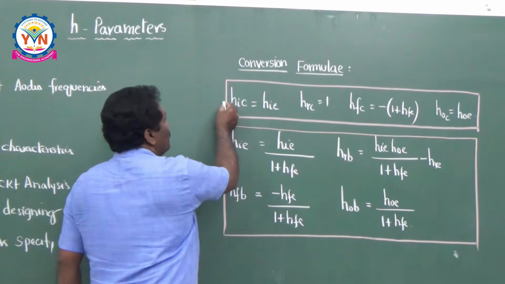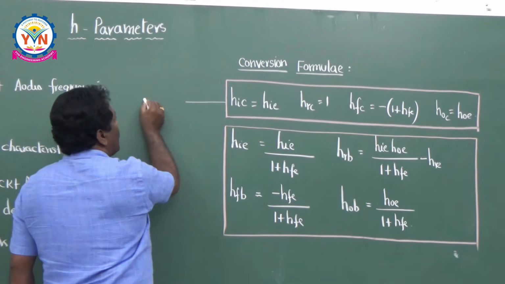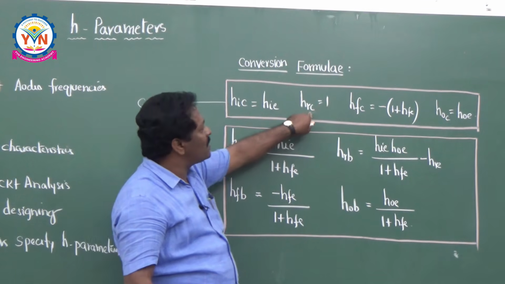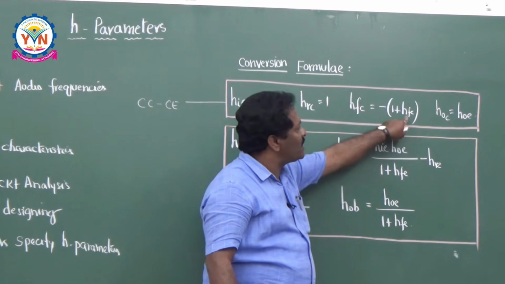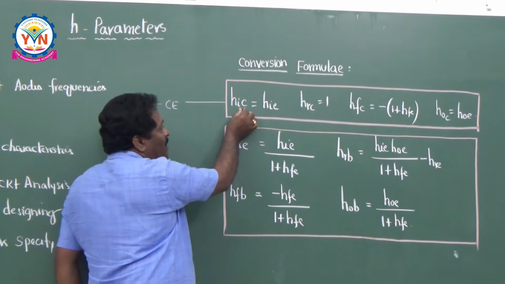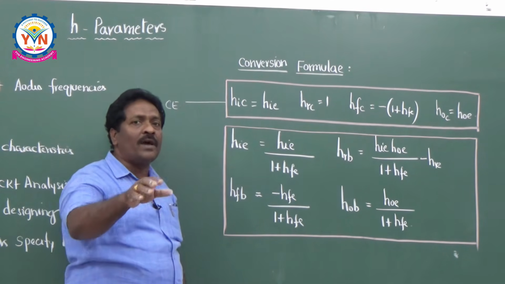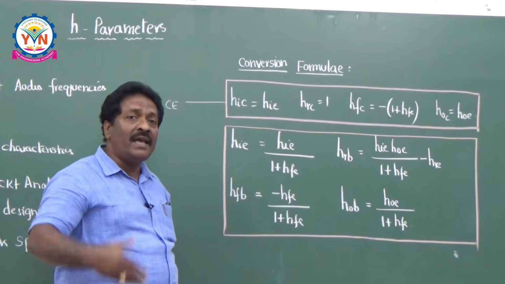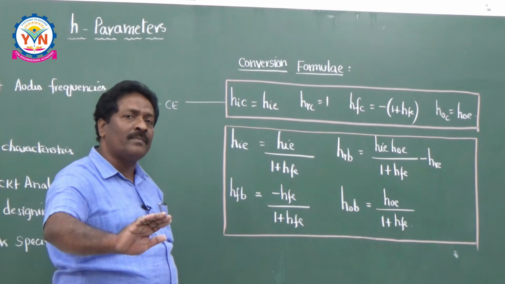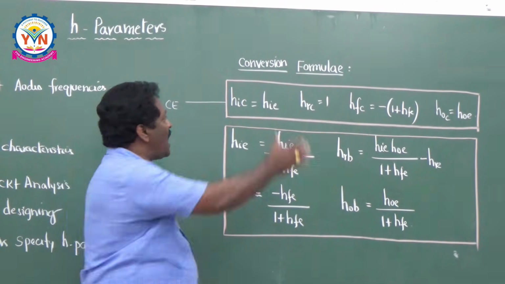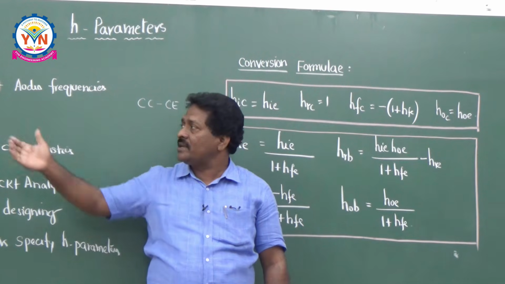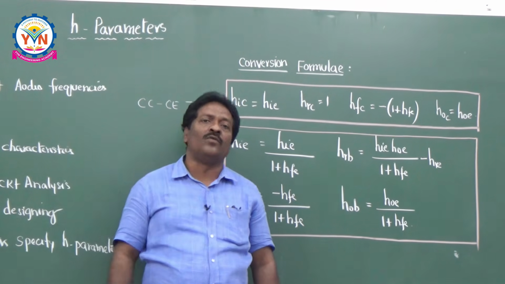If you see it clearly, the first one is telling about the relation between common collector and common emitter configuration. HIC is equal to HIE, HRC is equal to 1, HFC is equal to minus of 1 plus HFE, HOC is equal to HOE. So, it is relating the H parameters for the common collector configuration to common emitter configuration. Suppose the problem is given in the common emitter configuration and he has given H parameters for the common collector configuration, then definitely you have to convert from one configuration to other configuration, and after the conversion you can substitute all these H parameters into those generalized equations. Whatever equations we have developed for the current gain, input resistance and voltage gain.